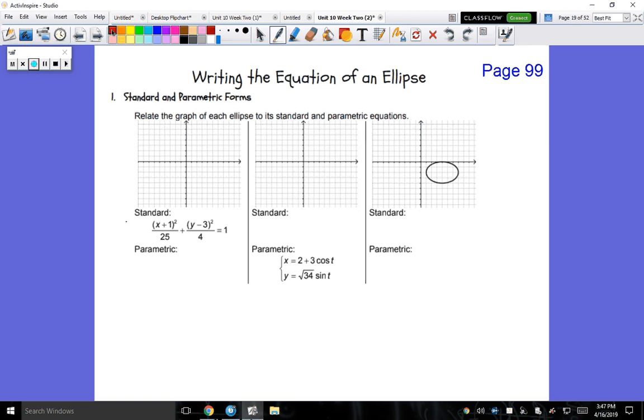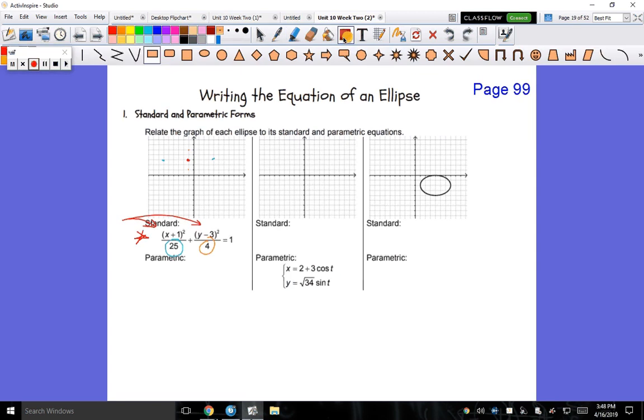Standard form. Who can tell me from this what the center of this will look like? Negative 1, 3 is correct because it's opposite of what you see in parentheses. How much do I move to the right and left from the center? 5. 1, 2, 3, 4, 5. Okay. How much am I moving up and down? 2. So 1, 2, and 1, 2. So if I wanted to draw this ellipse, it would look something like this.